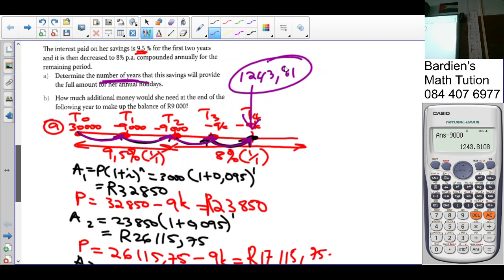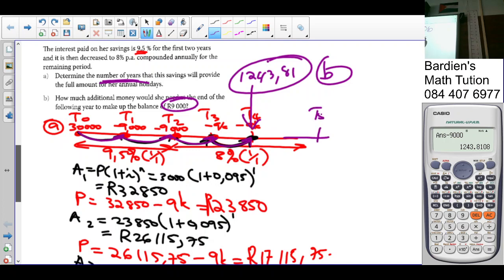Yes? Is there a way to do this calculation with the method that you do as well? Yes. I can show you the method now. We just wrap B quickly up. So I can take all of this off. So B says, how much additional money would you need at the end of the following year to make up the 9,000 rand? So that's going to be at the end of year 5.